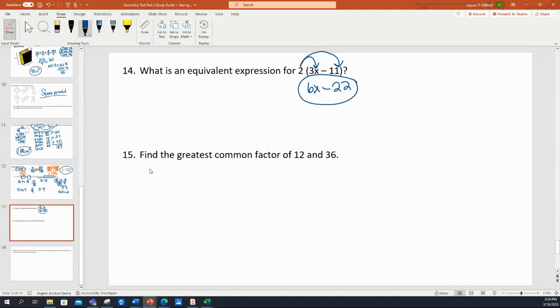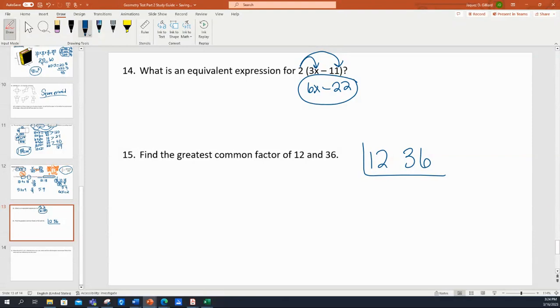Simple. Again, we are back to finding the greatest common factor of 12 and 36. You can do the upside down cake method, which is the one that I enjoy. But if you have one that you like to do that's different, you can do whichever one you want as long as it works. So what's a number that can divide into 12 and 36 evenly?